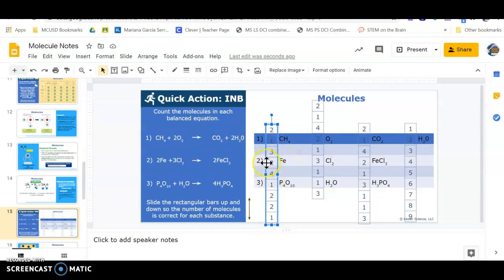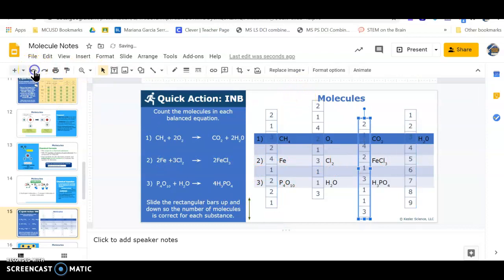And here we have 2 Fe, 2 iron, 3 Cl2. So you can just go through the rest of this and work that out.